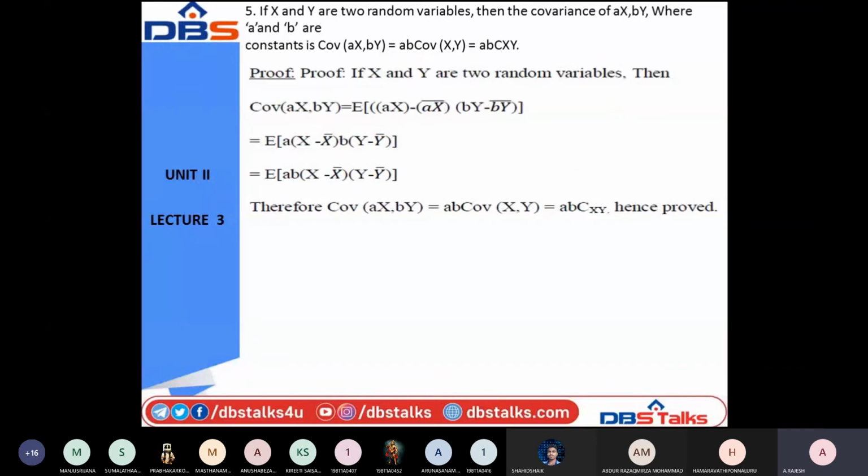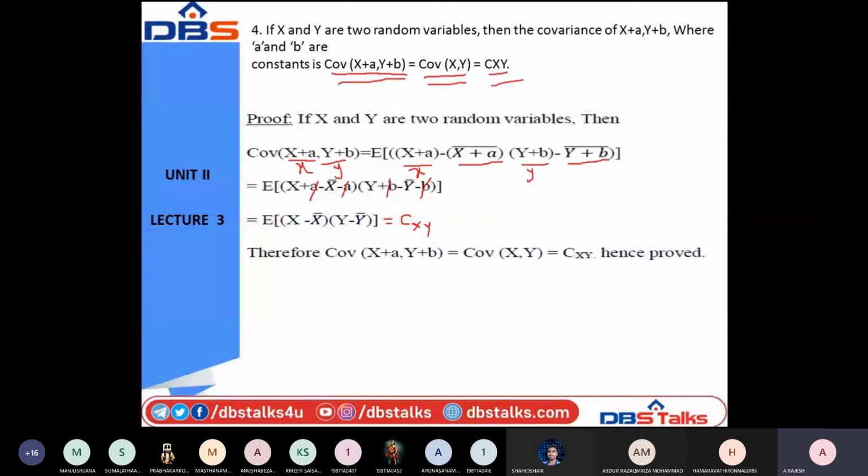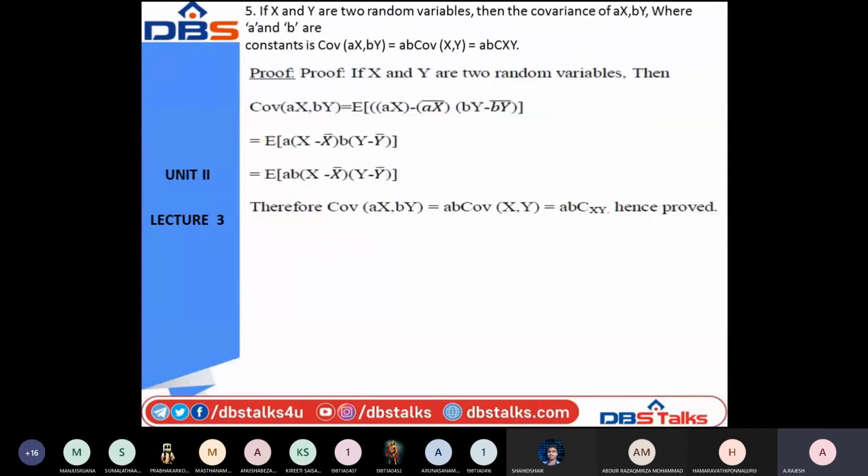If X and Y are two random variables, then the covariance of aX comma bY, where a and b are constants, is equal to ab, constants, into covariance of XY, which can be written as ab into Cxy. See, there is a slight difference here: earlier they took X plus a comma Y plus b, here they have aX and bY, their product.